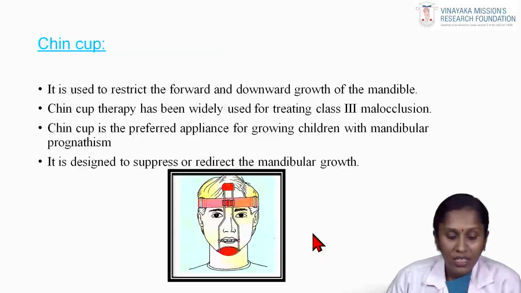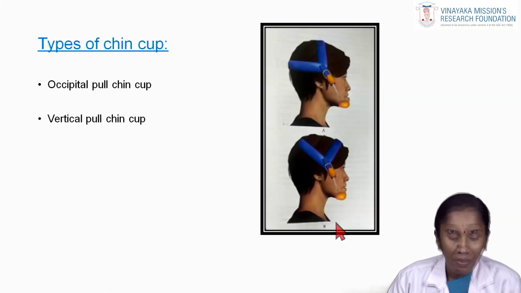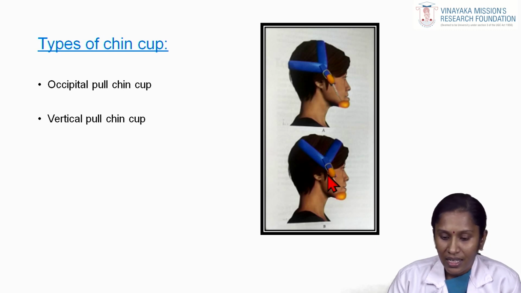Coming to chin cup, it is used to restrict the forward and downward growth of the mandible. Chin cup therapy has been widely used for treating class 3 malocclusion. Chin cup is the preferred appliance for growing children with mandibular prognathism. It is designed to suppress or redirect the mandibular growth. Coming to types of chin cup, we have two types: occipital pull chin cup and vertical pull chin cup. In this diagram you can see the occipital pull chin cup and this is the vertical pull chin cup.